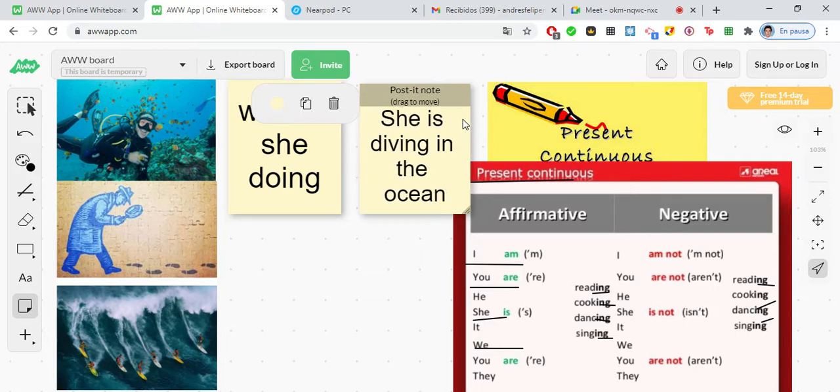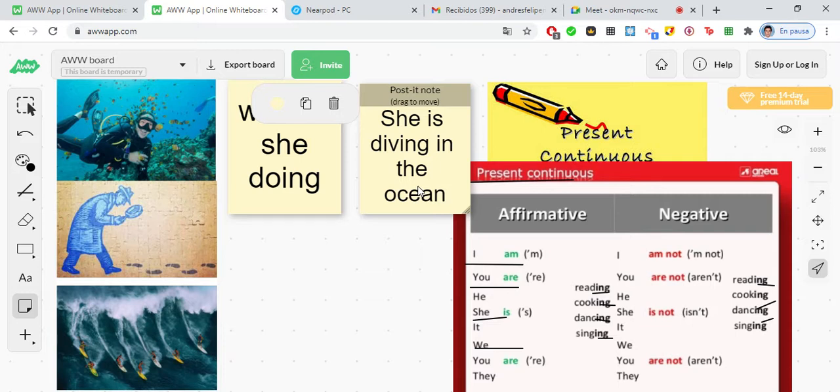Diving. Remember that dive means bucear. So she's diving means buceando. Ella está buceando en el océano, okay? In this case, we are writing the ing form because it's an action. We can see this action, of course. Look at the picture. We can see the action, and it's something that is continuous.